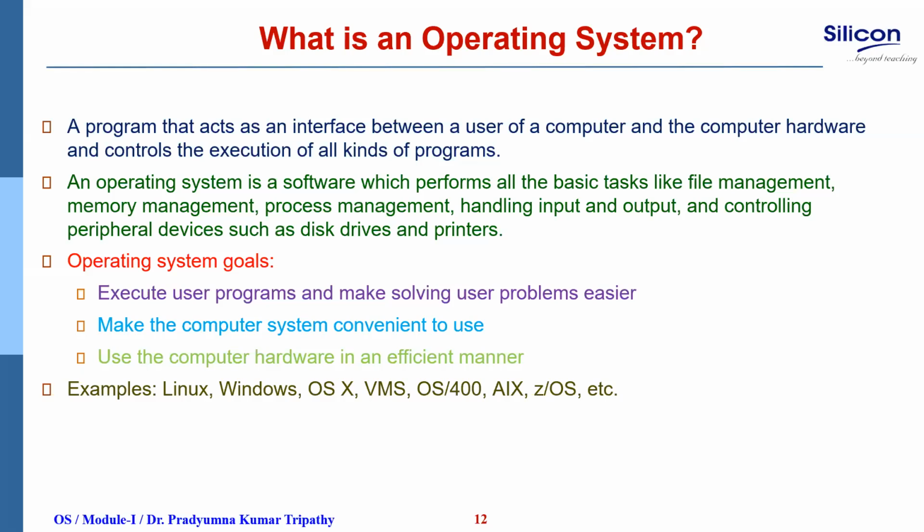Some examples of operating systems are Windows, Linux, OS X, VMS, OS/400, AIX, z/OS, you know that. Other operating systems like Android and iOS, those you also know. Correct? So this is about the basic functions of an operating system, and the goals of an operating system that I say.